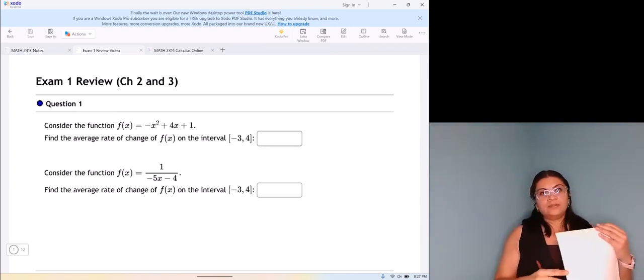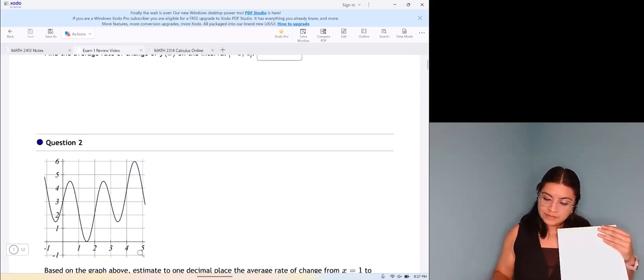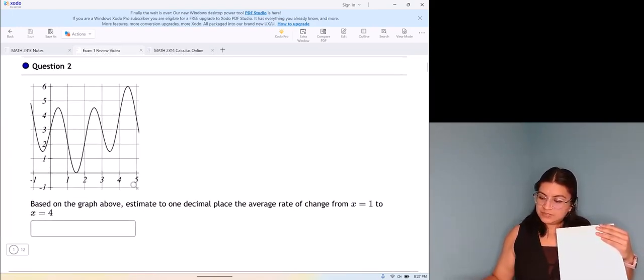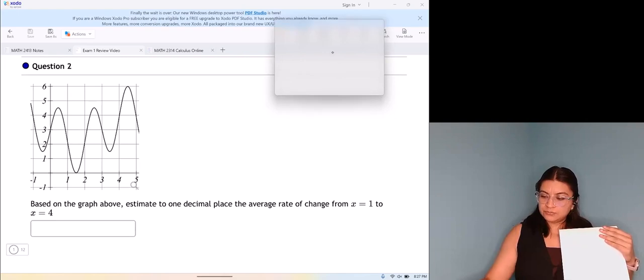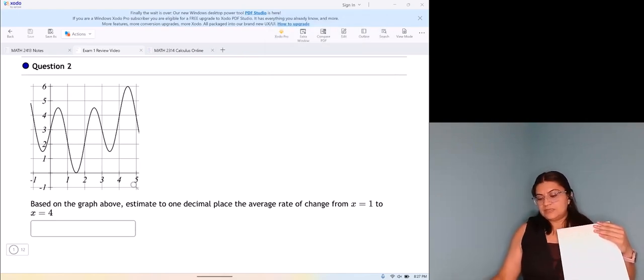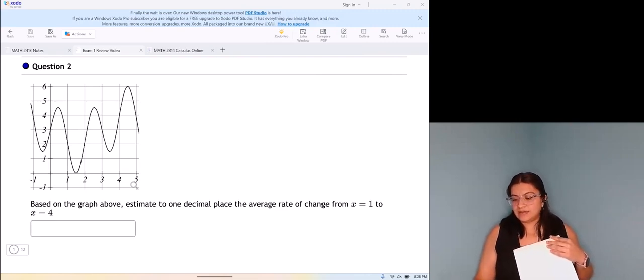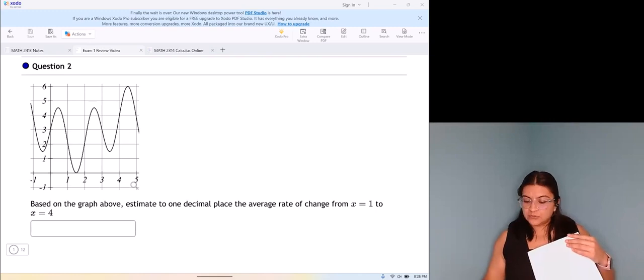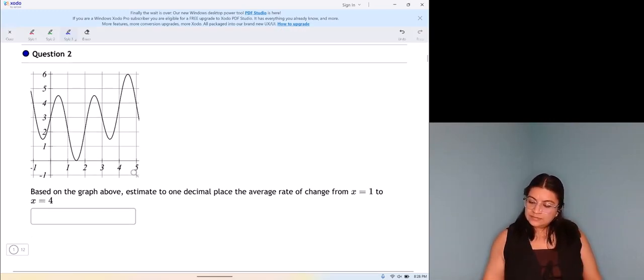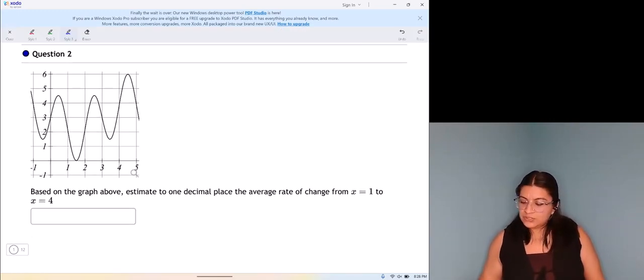So let's go over the review for exam number 1. We're just going to go over specific questions like number 2. Number 2 says, based on the graph above, estimate to one decimal place the average rate of change from x equals 1 to x equals 4. This is a simple question, so we don't want to miss it.